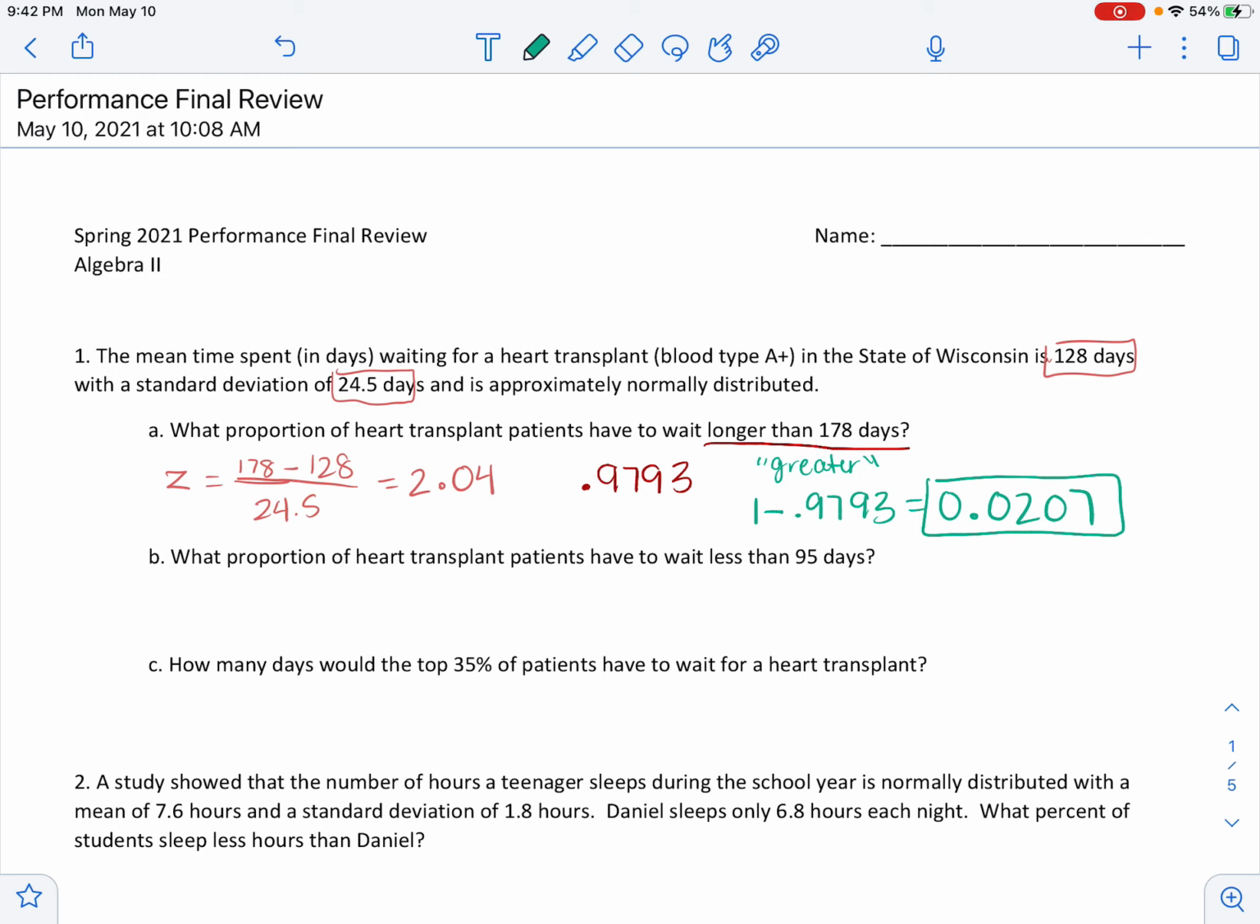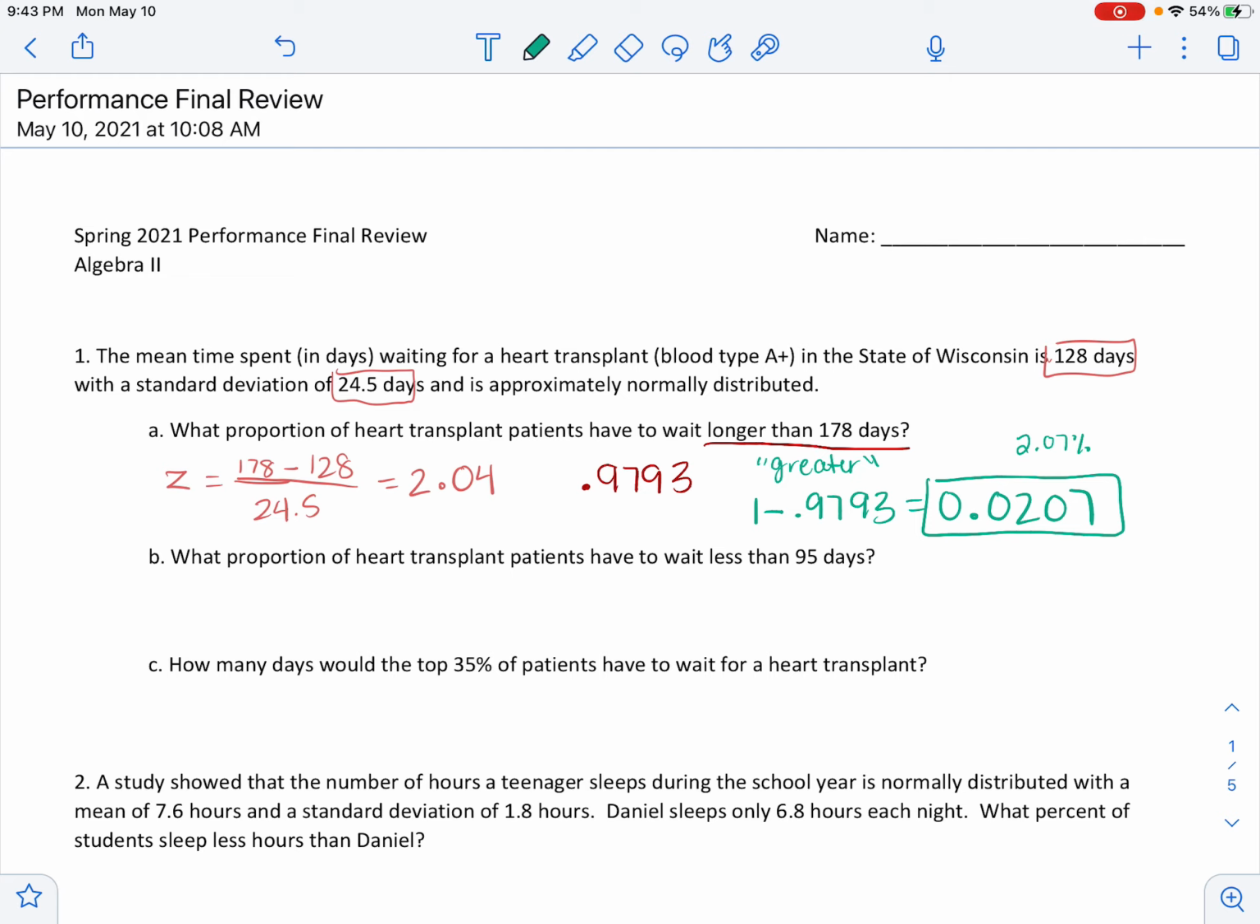All right, in B it says, what proportion of... and if you wanted to, this one would be, sorry guys, let's do this. This one as a percentage, you would move the decimal place over 2, and you'd get 2.07%. Just because I know the next one doesn't ask for a percent either, so just to remind you of how to write it as a percentage.